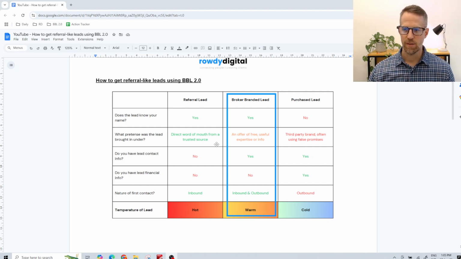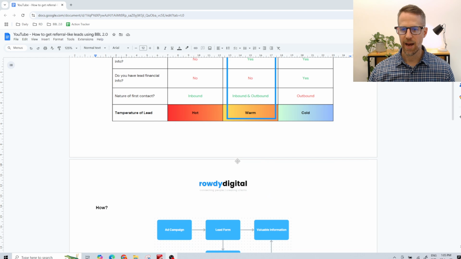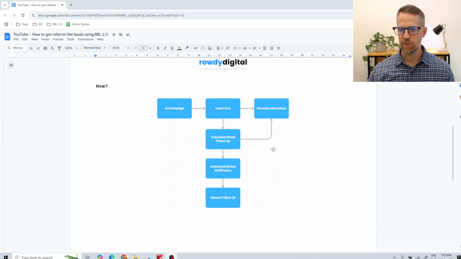So like I said, the broker branded lead really aims to deliver leads with attributes as close to referral leads as we possibly can, and therefore it's classified as a warm type of lead. Now, how do we do this? We use a simple ad structure with ad campaigns on social media, being Facebook and Instagram.